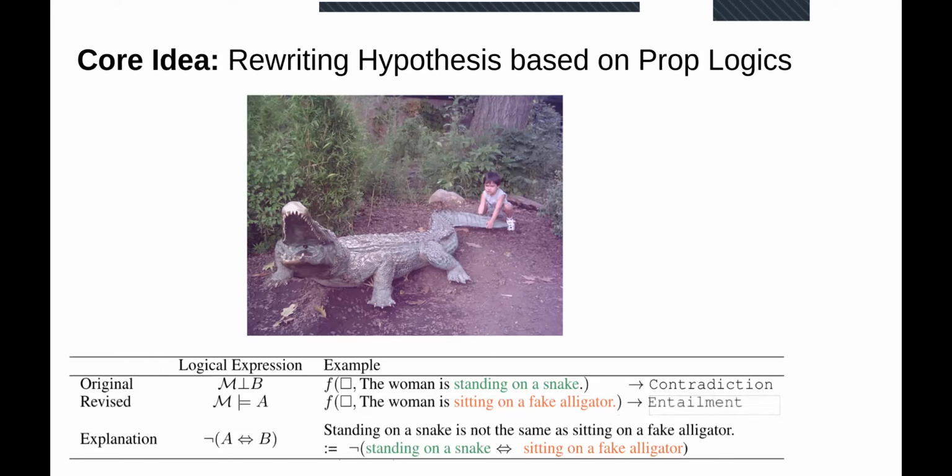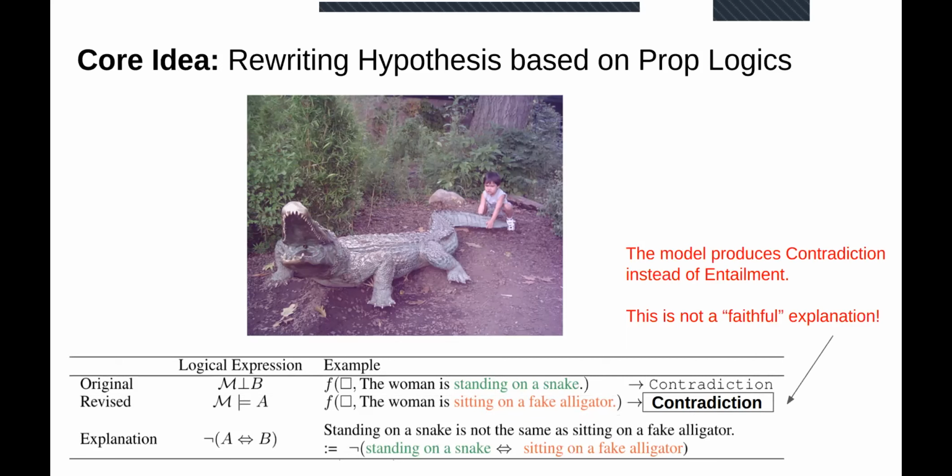But if the model now predicts a contradiction instead of an entailment, then even though the explanation sounds kind of correct, it is not a faithful explanation to the model. Another reason why this explanation could be wrong is that the girl is not a woman. So we are essentially testing whether the explanation that is written is consistent with what the model is predicting.